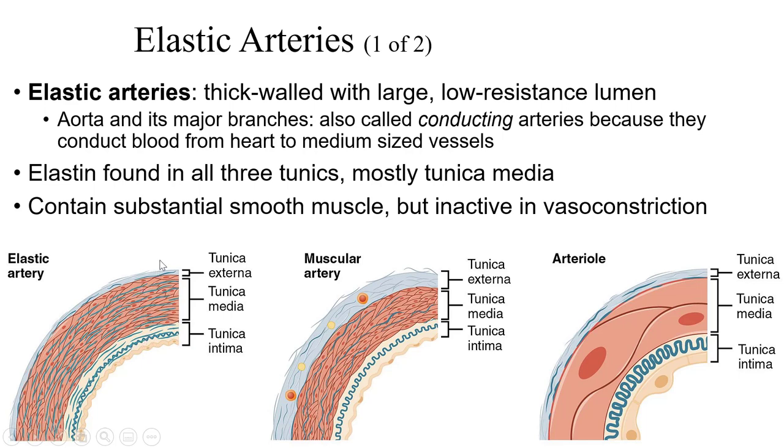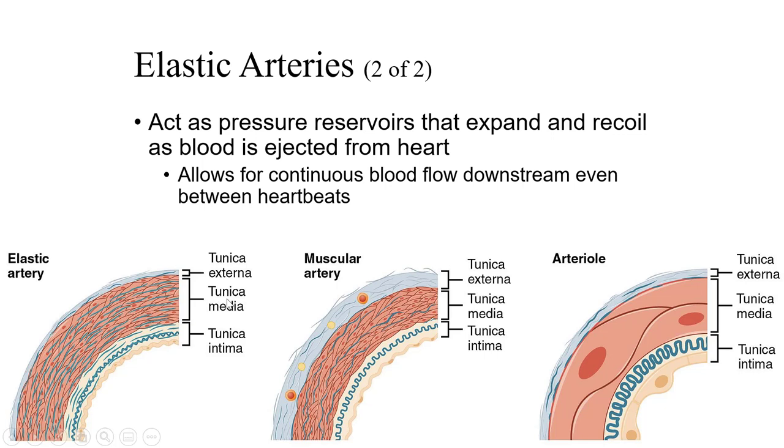Okay, they are found in all three layers of the elastic arteries, most especially in the tunica media. They contain a large amount of smooth muscle, but they are not active in vasoconstriction. So they are not involved in controlling the blood vessel by vasoconstriction and vasodilation. Your elastic arteries act as pressure reservoirs, and they expand and recoil as blood is ejected from the heart.